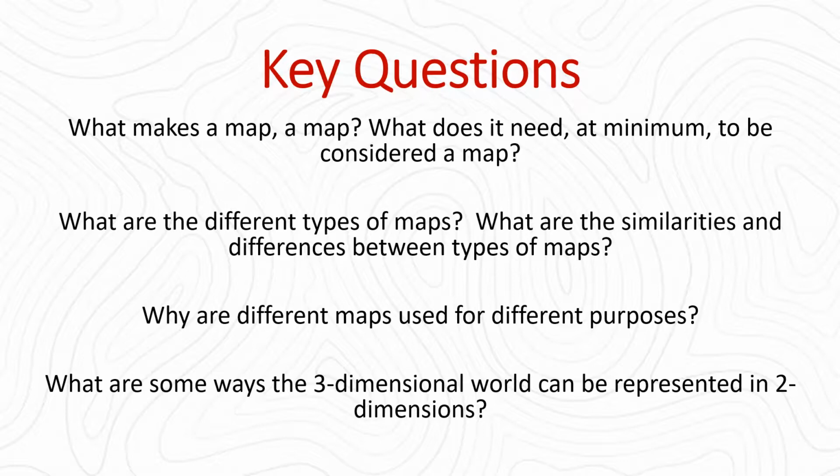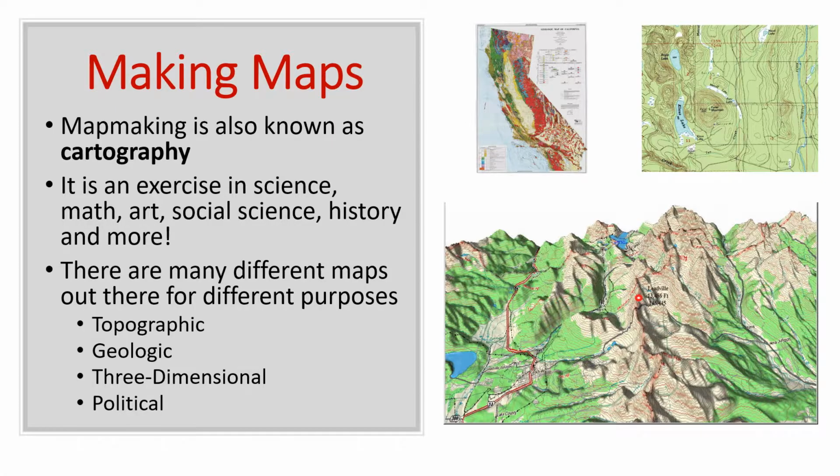The second question, what are the different types of maps? How are they similar and how are they different? The third question, why are different maps used for different purposes? And the last one, what are some ways that the three-dimensional world can be represented in two dimensions, or on a flat surface? All right, let's jump in.